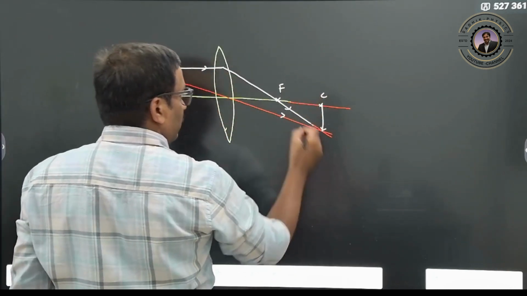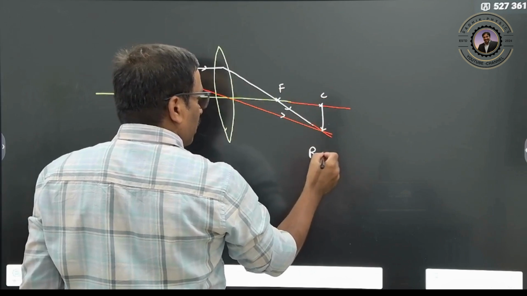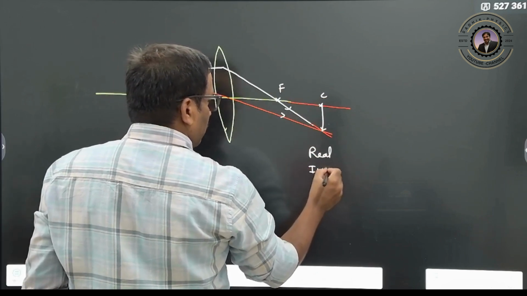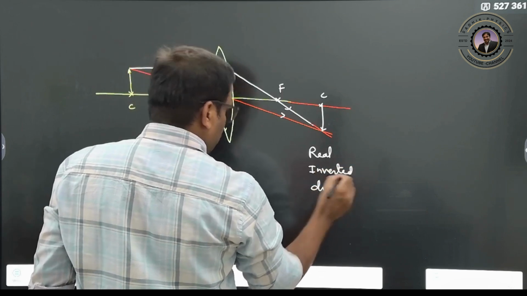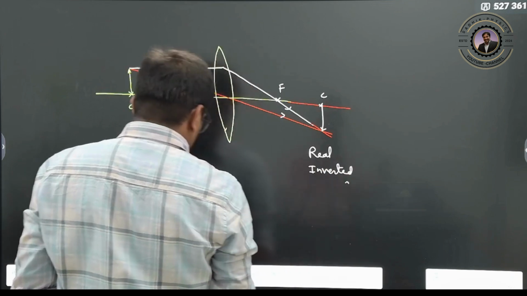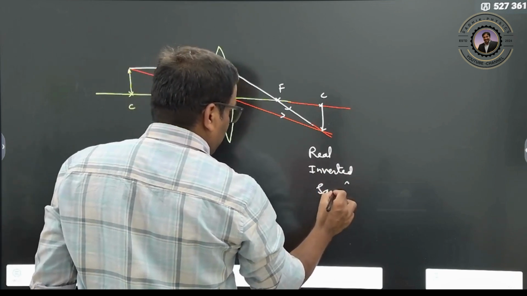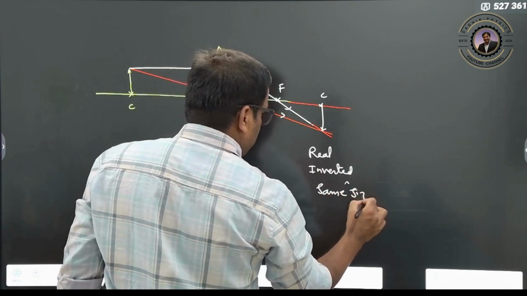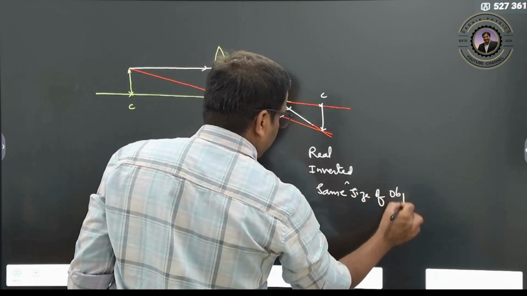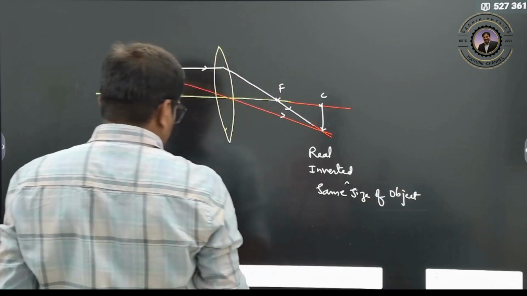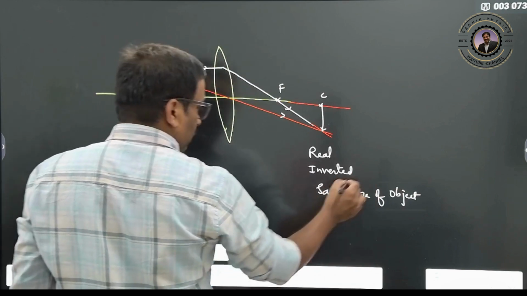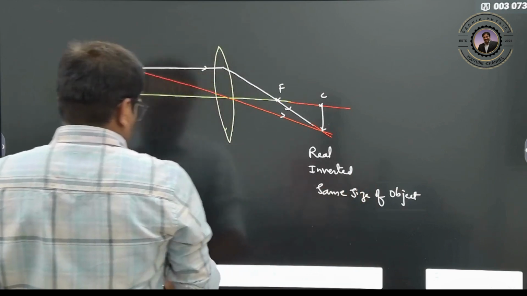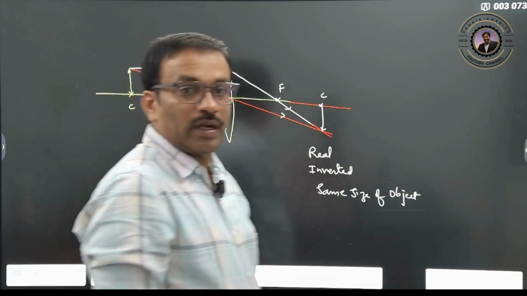So how is the image? Real light rays are coming and meeting, therefore it is real, and inverted, and same size, not diminished. So the size of the object and the size of the image will be the same. Clear? Real, inverted, same size.